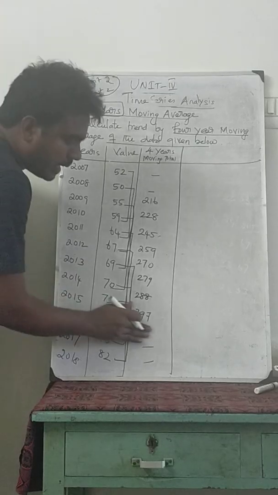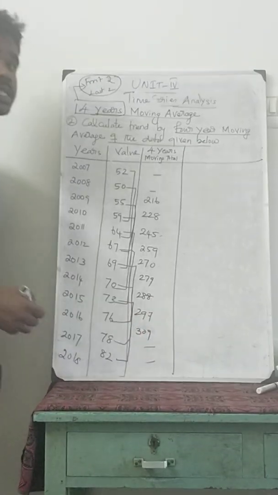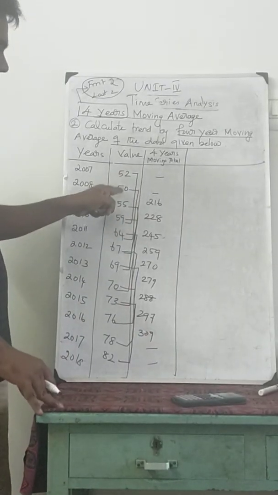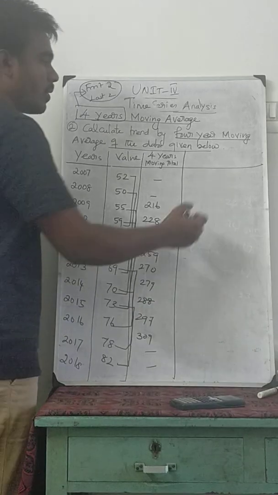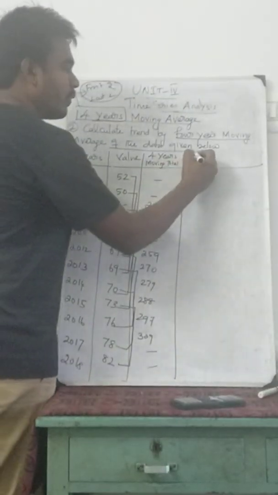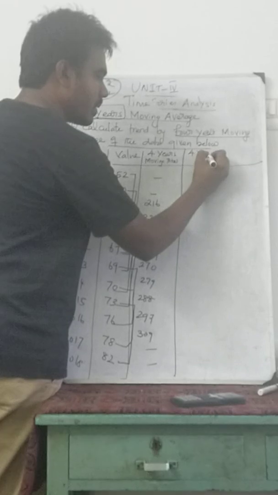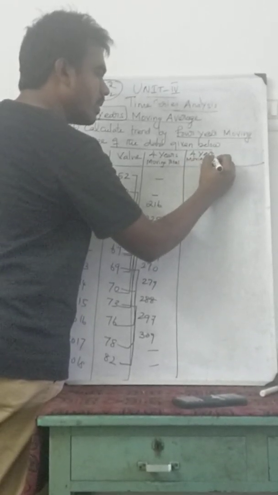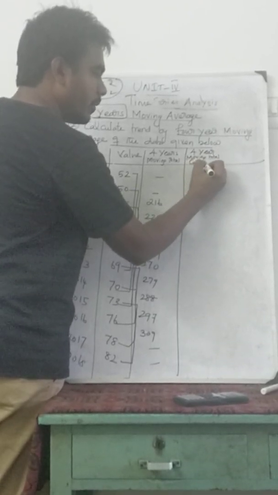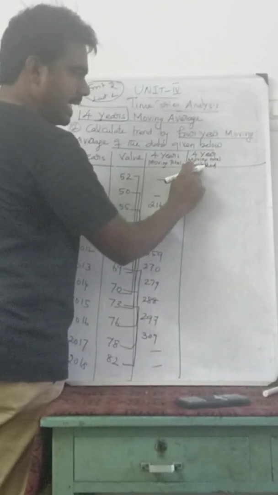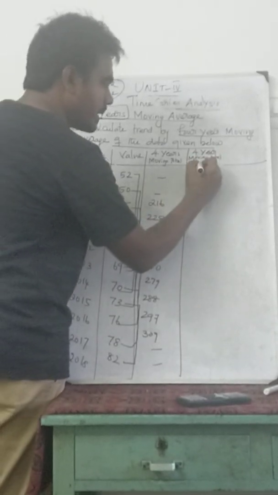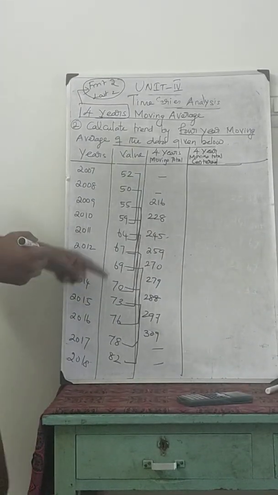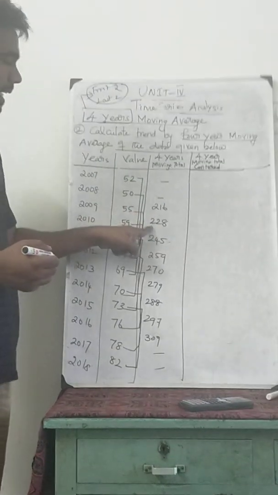Okay, this is called 309. So this is the way you have to place the values in between the second, third and fourth, all those things. The next column will be the 4 years moving total centered. So here you have to write centered, C-E-N-T-E-R-E-D, moving total centered. So here the first 4 years total and the second 4 years total.